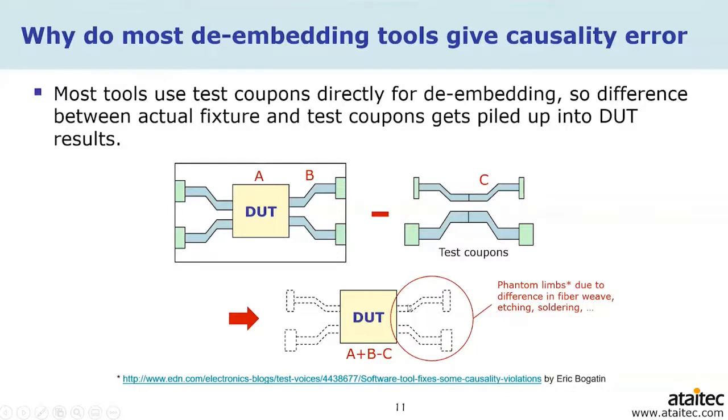So in the past, people used test coupons directly to do the de-embedding, and when B and C are not the same, which occurs 99% of the time, then you are going to get this error.